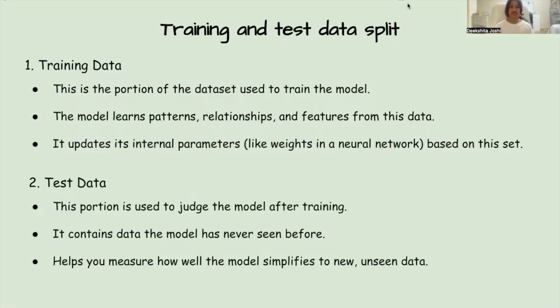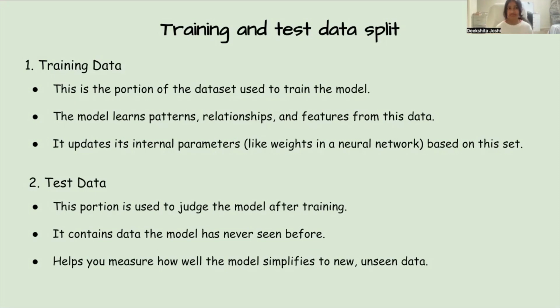Okay. Training and test data split. Okay, so here, this is what I meant by the ratio. When I mentioned 60,000 training images and 10,000 testing images, the ratio is 6 to 1. So, this is what I meant.